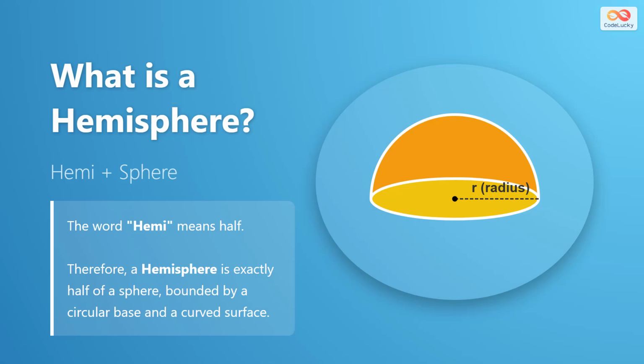The word hemisphere comes from hemi, meaning half. So, a hemisphere is simply half of a sphere. It has a unique shape compared to the full sphere because it now has a flat bottom.